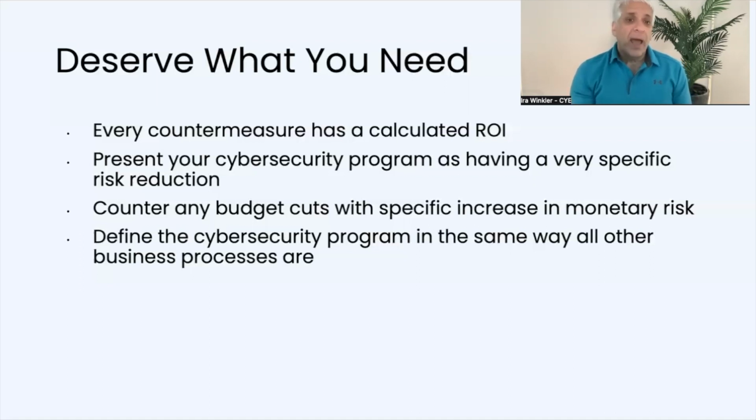You can also present your cybersecurity program as having very specific risk reduction. If you walk into management and say you need X amount of budget, they can go ahead and say, hey, why am I giving you this money? It's like, well, just using an example, if you give me another $10 million, I can implement multi-factor authentication. That will reduce the organizational risk by $258.7 million. That's a clear way of deserving what you specifically need, and they would have a hard time countering that.